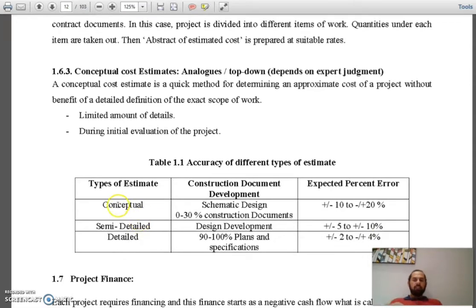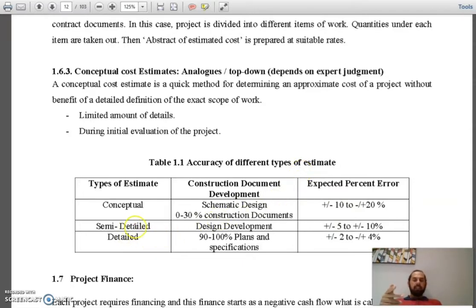For the conceptual estimate, as we said, the schematic design is available, with construction documents development. The schematic design is the first stage of design, in fact; as per the architects, the first phase of design is called the schematic design. So you have 0 to 30% of the construction documents, maybe you don't have them at all. At that time, when you have the schematic design, the error will be plus minus 20% of what you get.